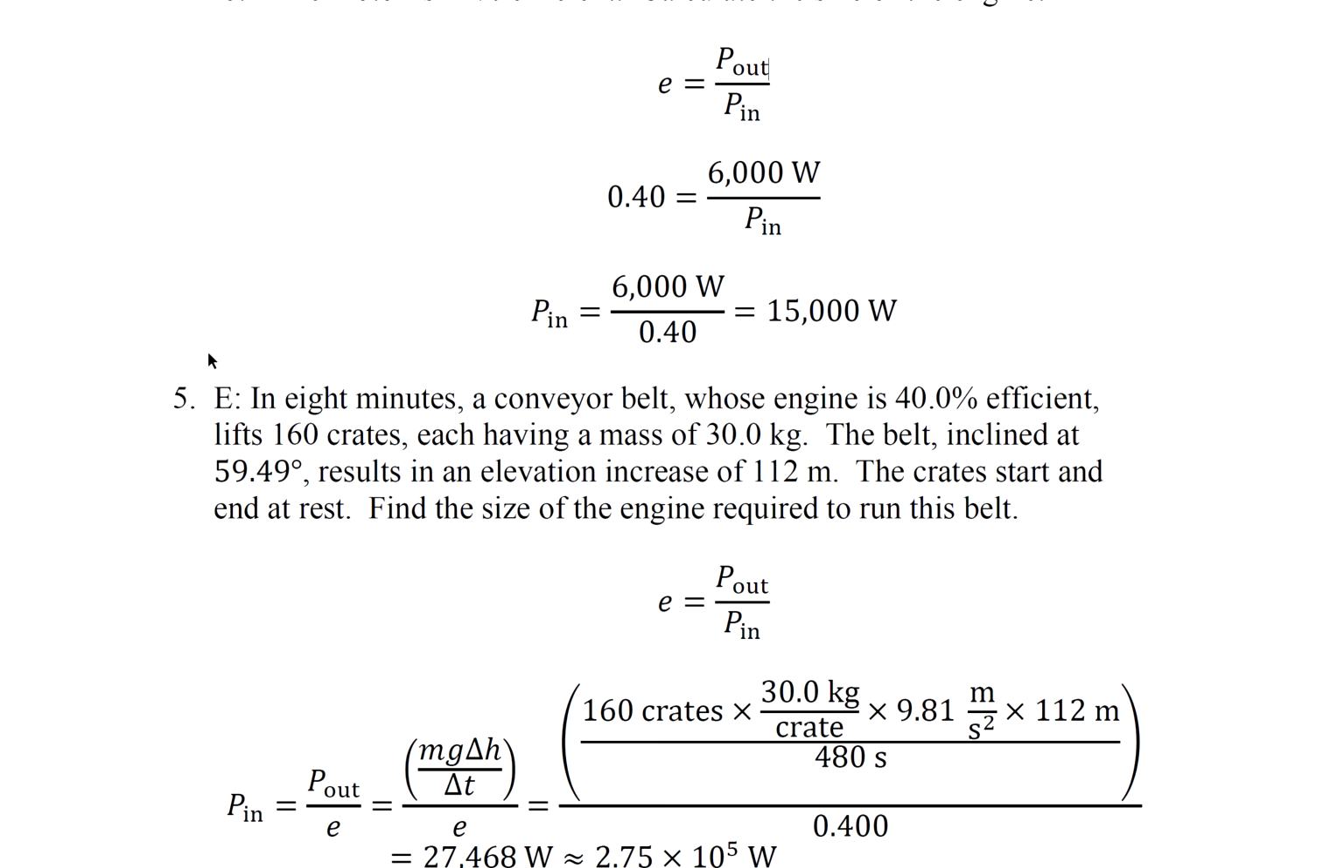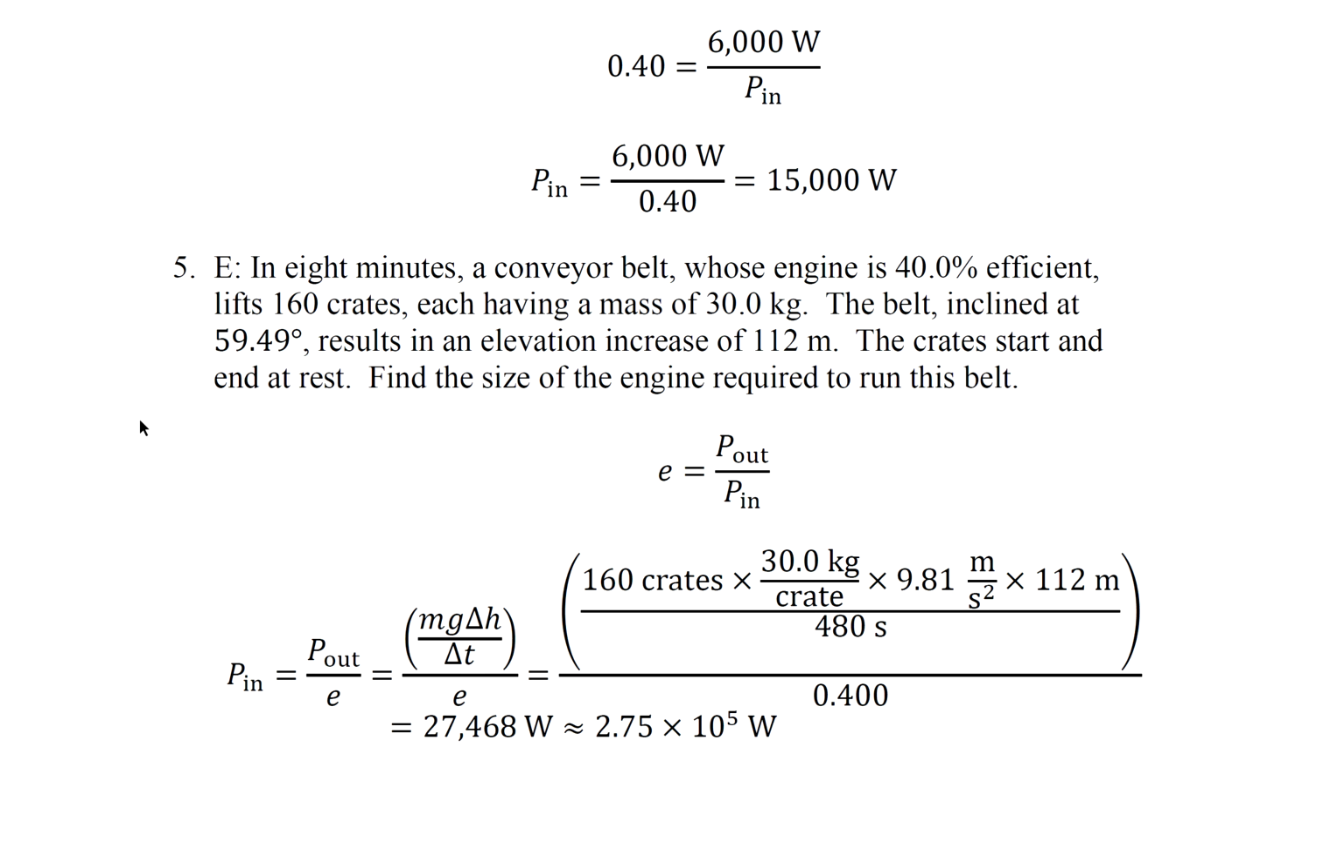Question 5. In 8 minutes, a conveyor belt whose engine is 40% efficient lifts 160 crates, each having a mass of 30 kilograms. The belt, inclined at 59.49 degrees, results in an elevation increase of 112 meters. The crates start and end at rest. Find the size of the engine required to run this belt. It says find the size of the engine. You might think that's like meters cubed. That just means how much energy is needed or how much power is needed. In this case, it's going to be how much power is needed.